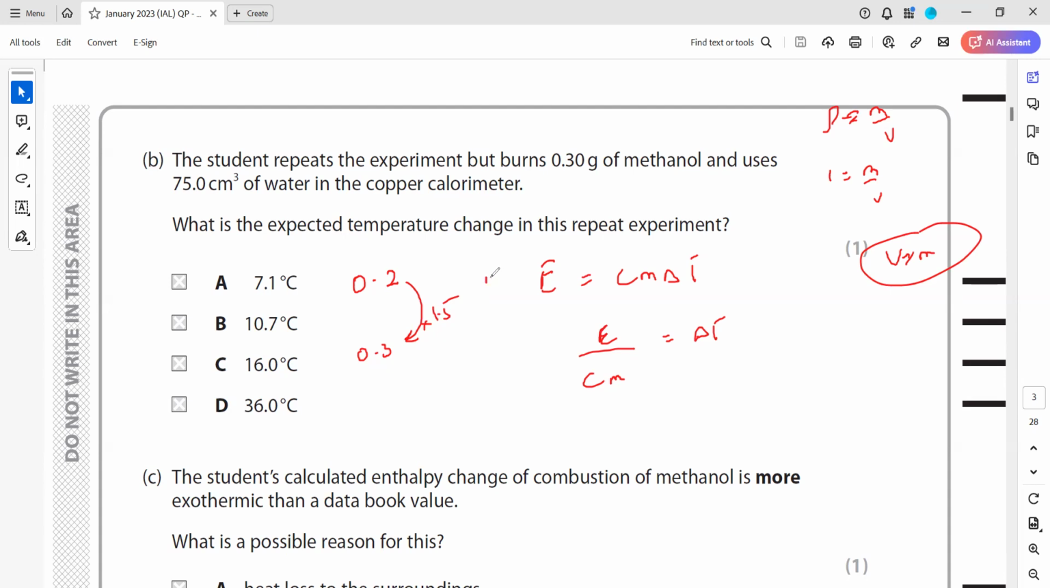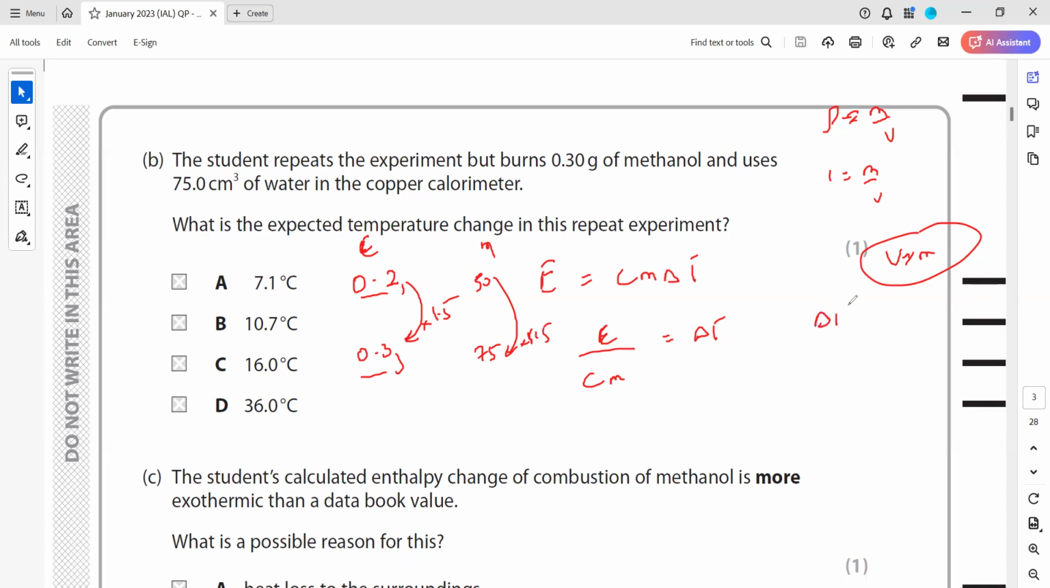And how much will the moles change? As we change the moles, the energy will also change. First we used 0.2 grams, but now we are using 0.3 gram. So moles are 1.5 times, and energy will be 1.5 times, because more moles, more energy release. And what about the mass of water? In the first, we used 50 cm cube, or 50 grams of water, but then we used 75. So this is also increased by 1.5.